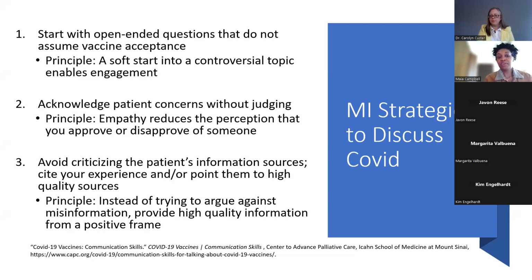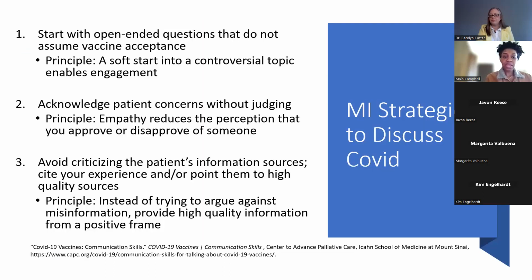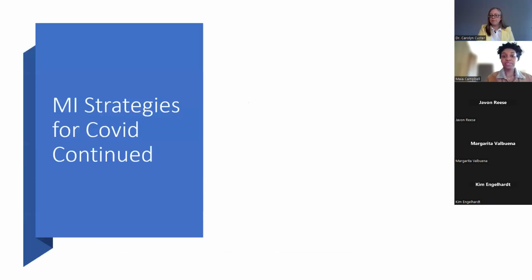Avoid criticizing the patient's information source. Because as we discussed in a previous slide, some of the sources may have come from very respected members of that specific community, like an elder or a church leader, and we don't want to criticize those sources because that may break the communication down and break the rapport as well. So instead of arguing, just give high quality factual information.